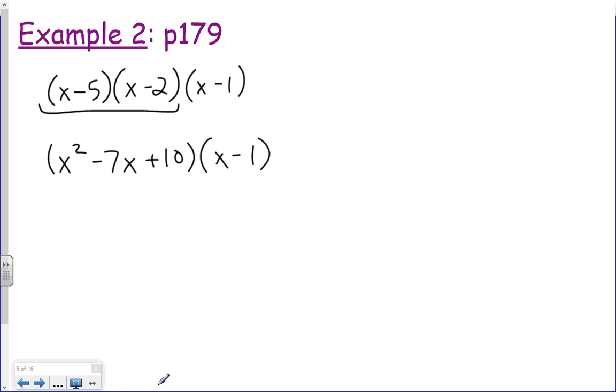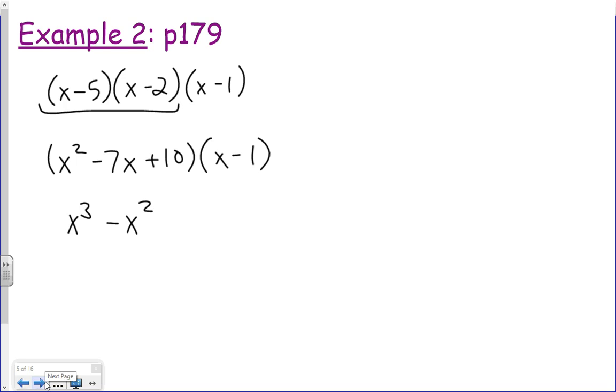And then we still have to multiply this by the x minus 1. So now when we multiply this through here, I'm going to take that first term and distribute it through the second factor there. So I've got x times x is an x cubed. You'll have an x squared times a minus 1. That'll be a minus x squared.